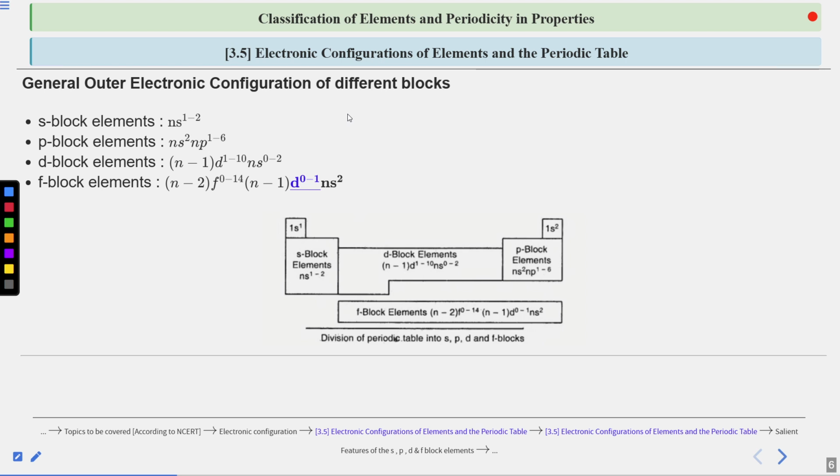This can be shown in this pictorial representation. On the left hand side we have the S block, ns1 to 2. On the rightmost side, we have ns2, np1 to 6. In the middle part, we have (n-1)d1 to 10, ns0 to 2. And in the bottom panel, we have (n-2)f0 to 14, (n-1)d0 to 1, and ns2. Is it clear to all of you?